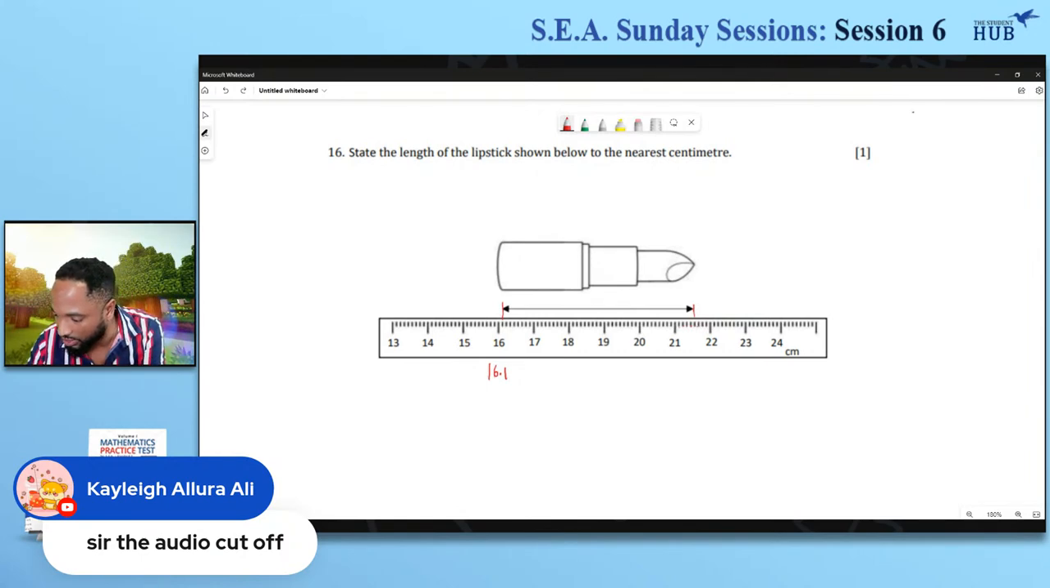So if this is 16.1 and this is 21.5, we should have 21.5 minus 16.1. So it seems like everyone is hearing me loud and clear.